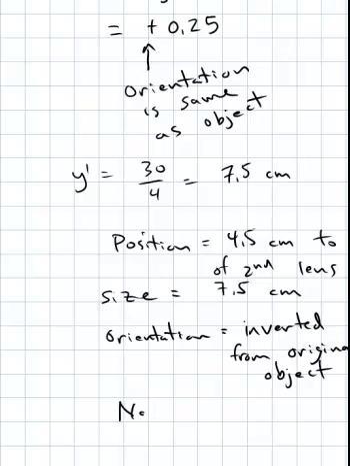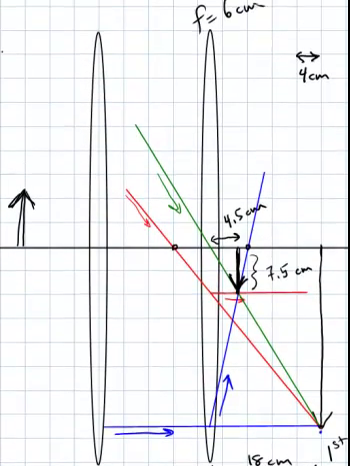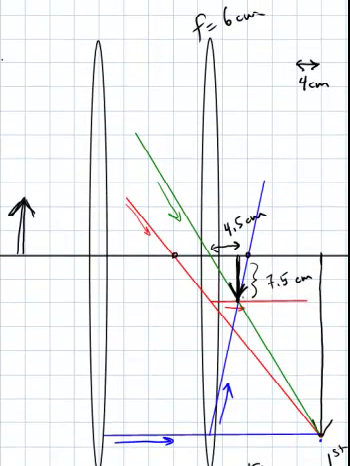And it is a real image because the light actually goes through that point and comes from the tip of that arrow.